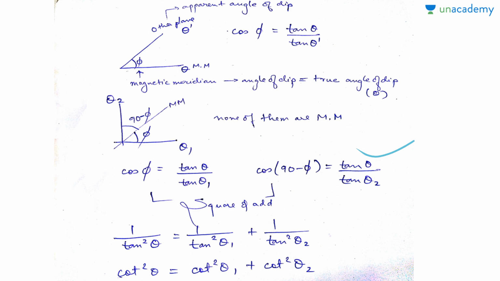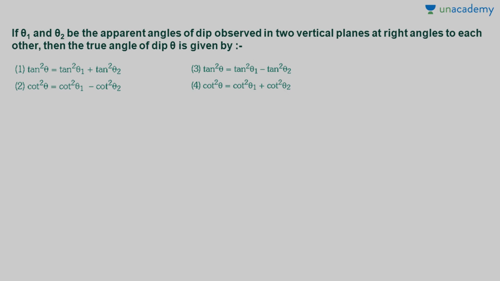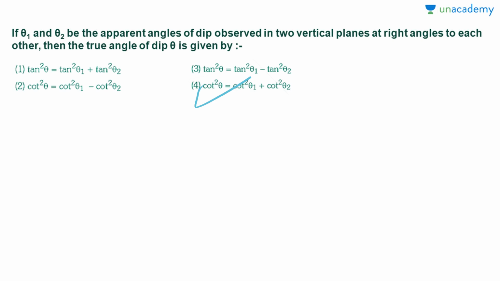Now if we square and add, we get 1 upon tan square theta equals 1 upon tan square theta 1 plus 1 upon tan square theta 2, which is nothing but cot square theta equals cot square theta 1 plus cot square theta 2. So this is the fourth option.